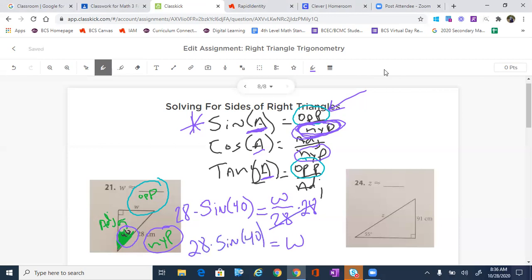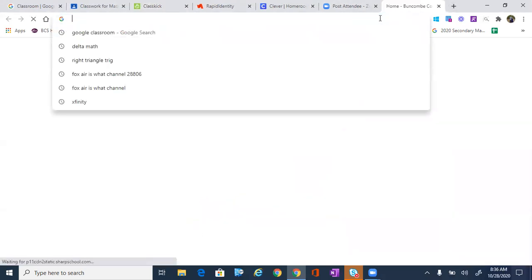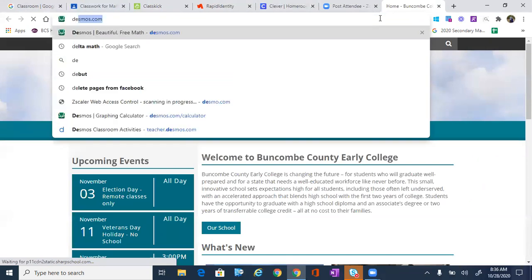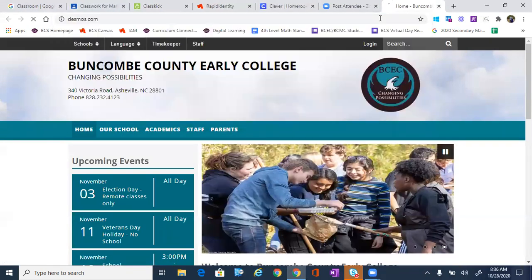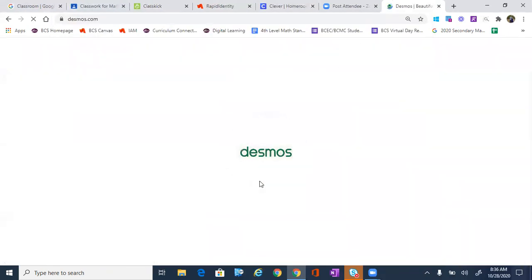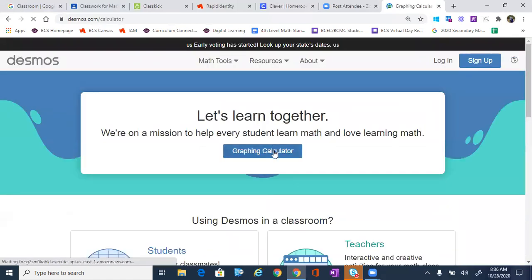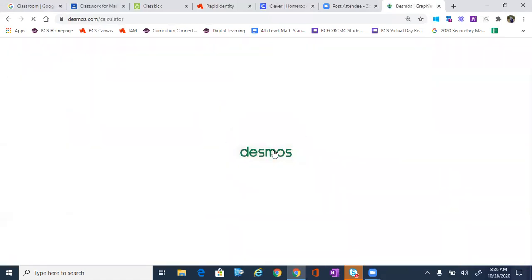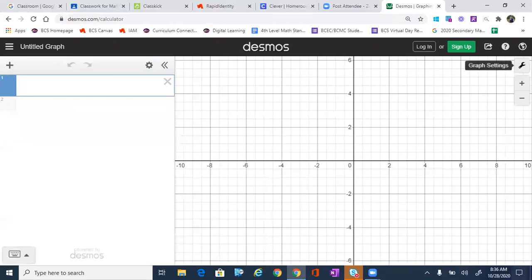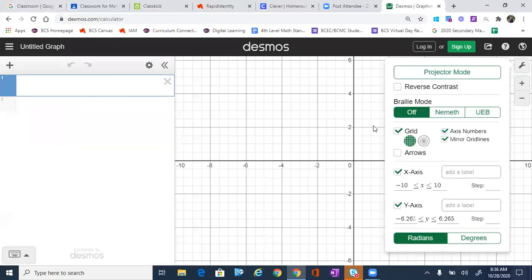Now, how do we do that? I'm going to go over to Desmos. That's going to be our big piece right there. And once I get into Desmos, I am going to make sure that within Desmos, I am in degree mode. And how you do that, you come over to the wrench, and then you're going to click on degrees. If you're not in degree mode, it is going to calculate everything incorrectly.